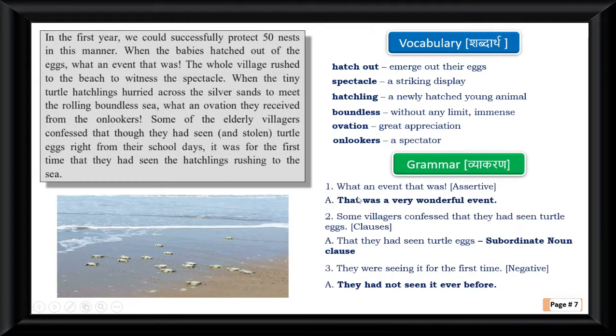What's to be studied as far as grammar is concerned? The three questions. I told you that the exclamatory was to be noted. What an event that was. Make it assertive. That was a very wonderful event. Next one. Some villagers confessed, that is accepted, that they had seen turtle eggs. Identify the clauses. That they had seen turtle eggs is a subordinate noun clause. Whatever remains is the main clause. Third one, they were seeing it for the first time. Make it negative. They had not seen it ever before. Guys, this question is very important.